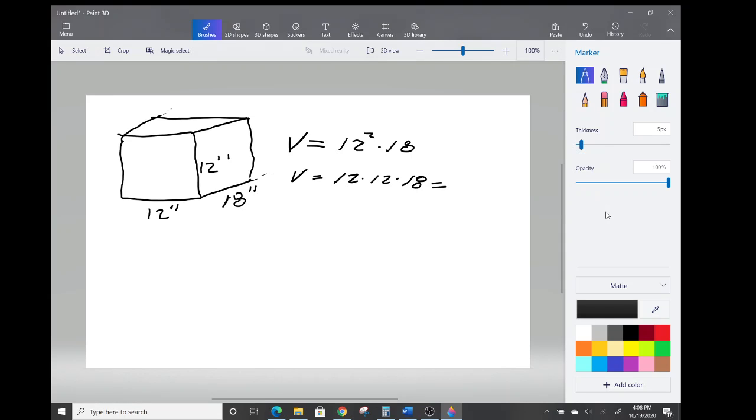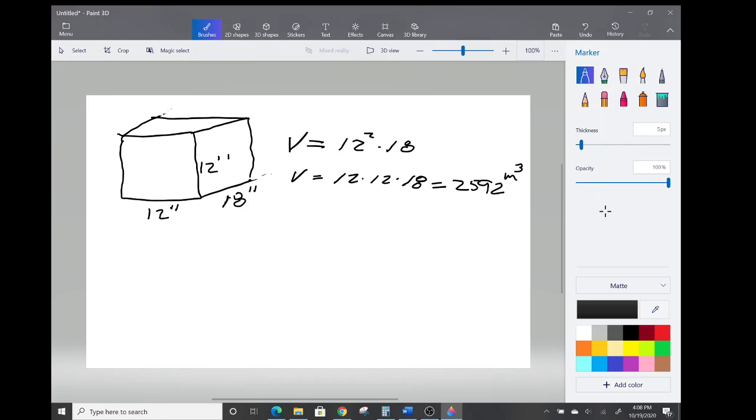And what's our volume going to be? Well, it's 144, that's 12 squared, right? 144 times 18. So that gives us 2,592. That gives us 2,592 inches cubed. All right.